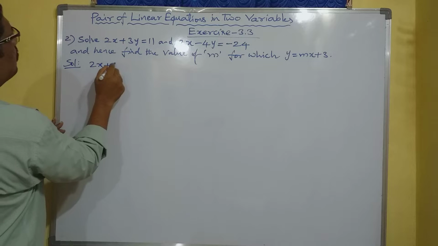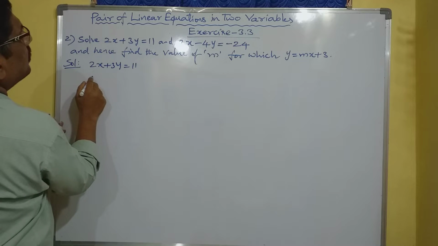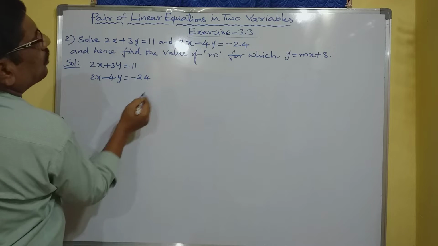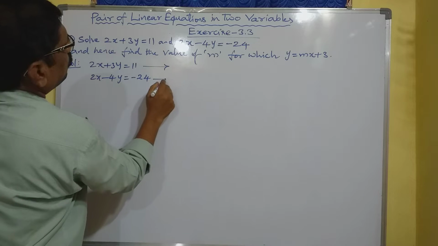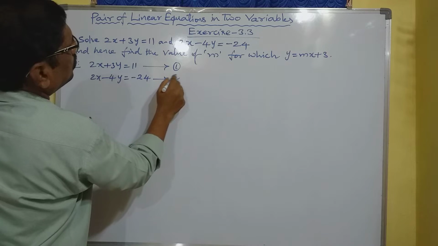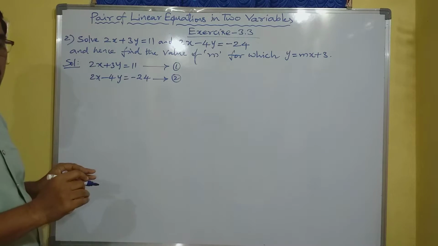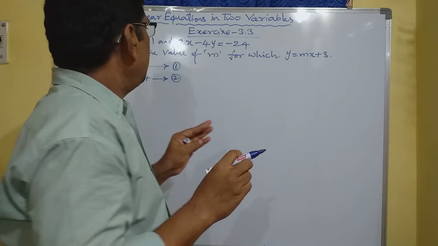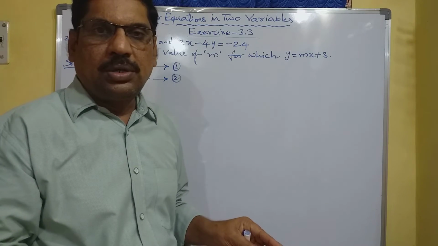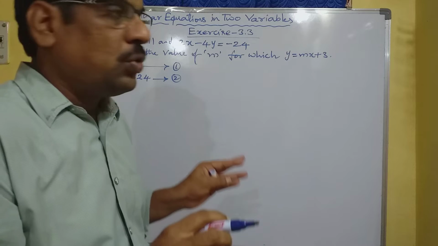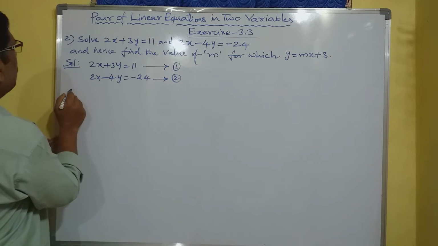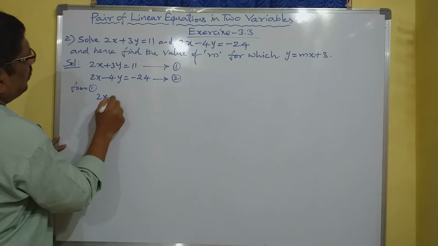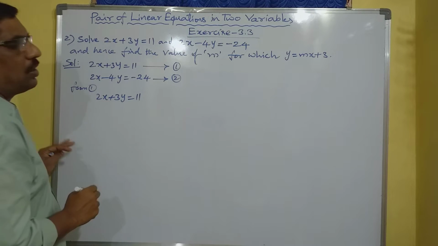2x + 3y = 11 and 2x − 4y = −24. Let us take these two equations as 1 and 2. Now, we are using the substitution method to solve these two equations. Let us take the first equation from 1: 2x + 3y = 11.